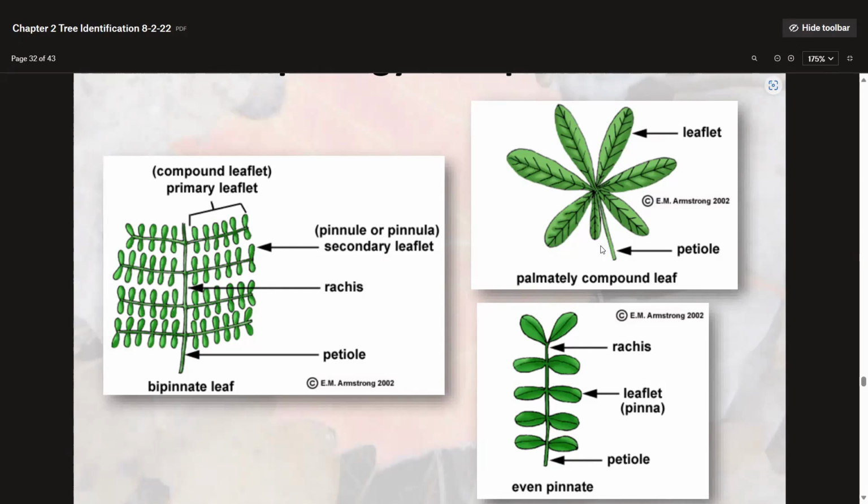On the even pinnate leaf, the next picture down, you have your petiole at the bottom. You have your leaflets or pinnas that come directly off that petiole. And at the very top, you have your rachis, right? That's where all the little leaflets attach to. And then it attaches to the petiole and goes back to the twig. Okay, so I hope that helps in how you determine whether it's a pinnate leaf, palmately compound leaf, or an even pinnate leaf, right? All right, moving along.